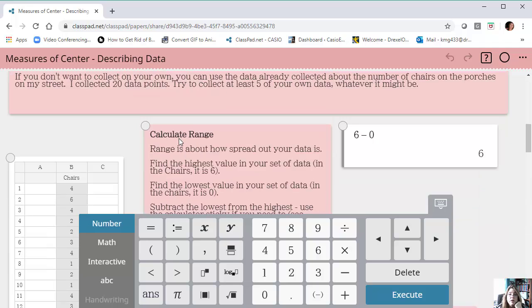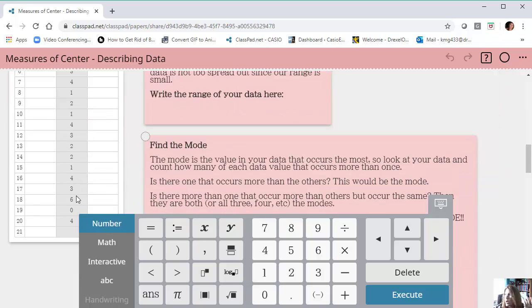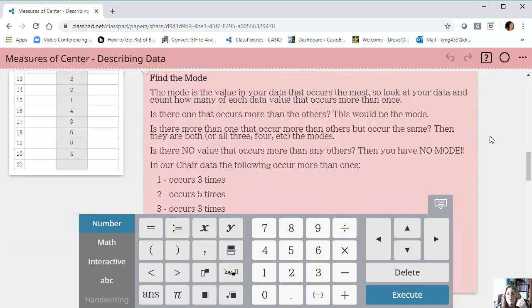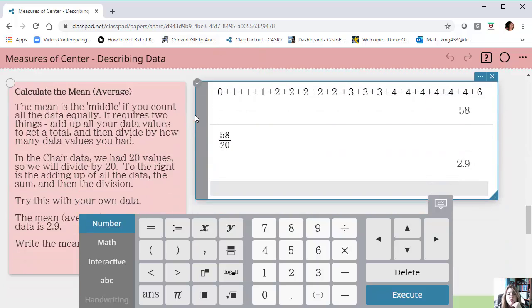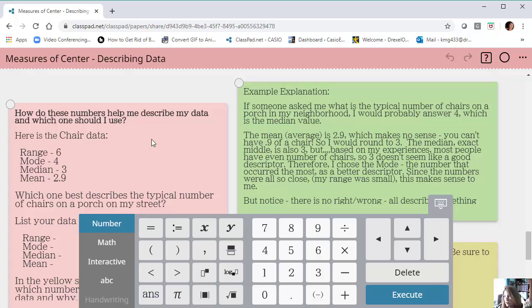My suggestion when they're collecting data is to make sure they're collecting at least 5 data points. You probably don't want to do 20. I did 20 in mine, but somewhere between 5 and 10 is a good number for them to practice and work with. So once they've found all 4 of them, then we list them out. Here's the chair data that we found, and then they're going to list their data, and then we talk about, well, how do you know which value is going to be the best representation of the data?